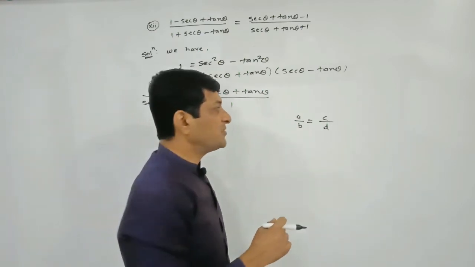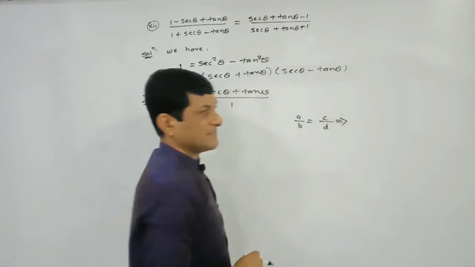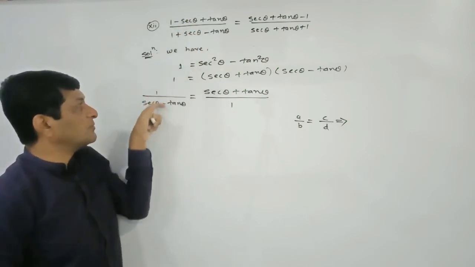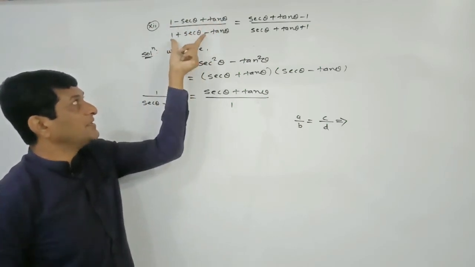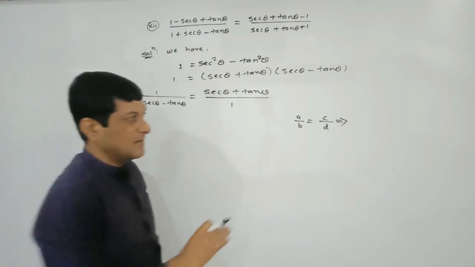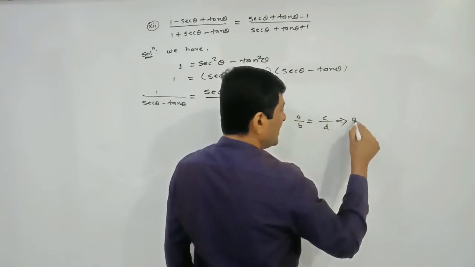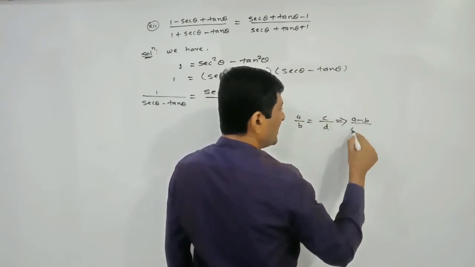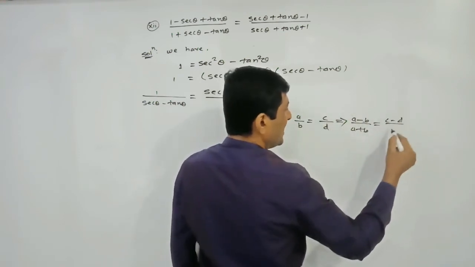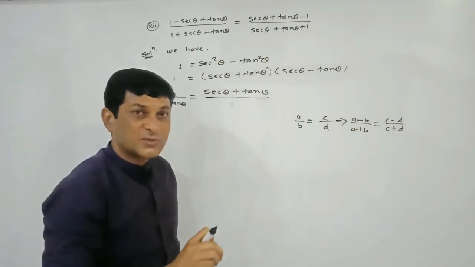One of the results which we have to use here is that if these two ratios are equal, then it implies that. If you observe the numerator, we take the subtraction of these two terms, and in the denominator we take the addition of these two terms. It means if these two ratios are equal, then a minus b upon a plus b will also be equal to c minus d upon c plus d. If these two ratios are equal, then these two ratios are also equal.